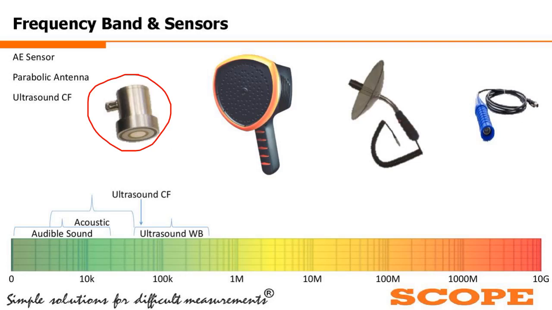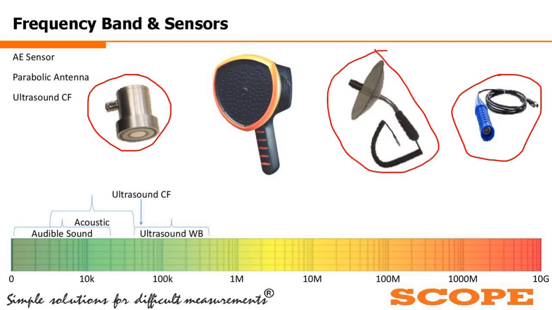When we are talking about the center frequency zones, the sensor can be like this one as an example, or it could be something like ultrasound probes. These are the parabolic antennas. This type of ultrasound instrument can once again be of two types: ultrasound with center frequency only, or ultrasound wideband. Both are available in the market.